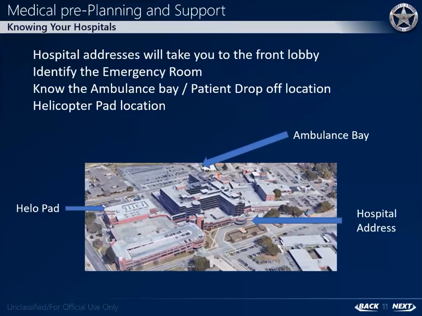Is it on the road behind the hospital? Is the ambulance bay entrance at the same location? If you need an air evacuation to a trauma center, where is the helipad located? These are all important factors to consider after the primary hospital has been identified.